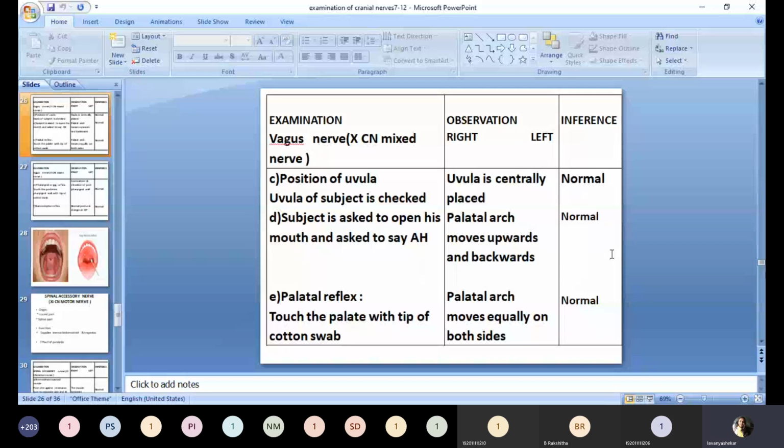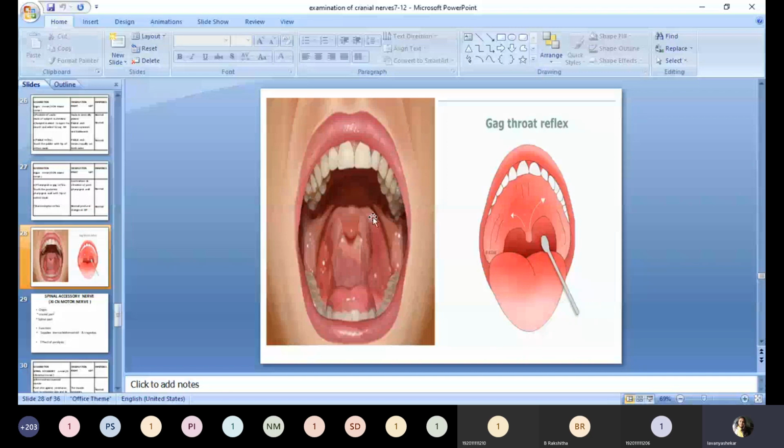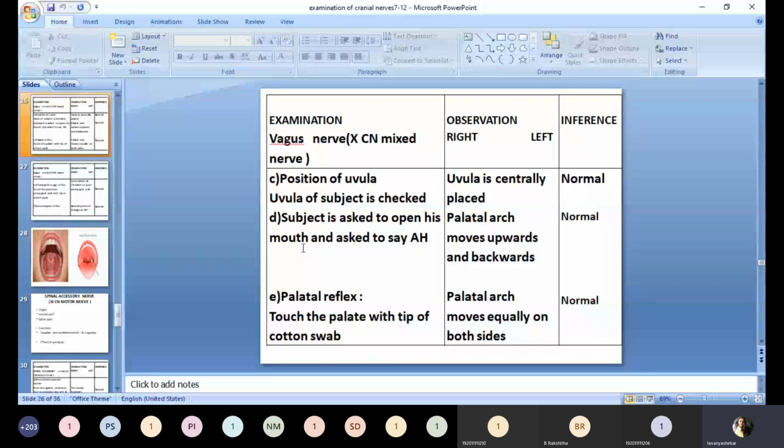So next you are going to check for the position of the uvula. Ask the subject to open the mouth. Whenever the individual opens the mouth, you can see, I'll just show you in the picture, the position of the uvula, whether it is deviated or not, you can check for. Also you can observe the soft palate movements during phonation.